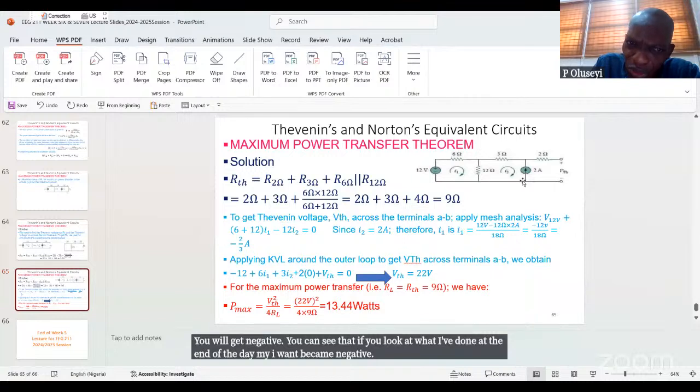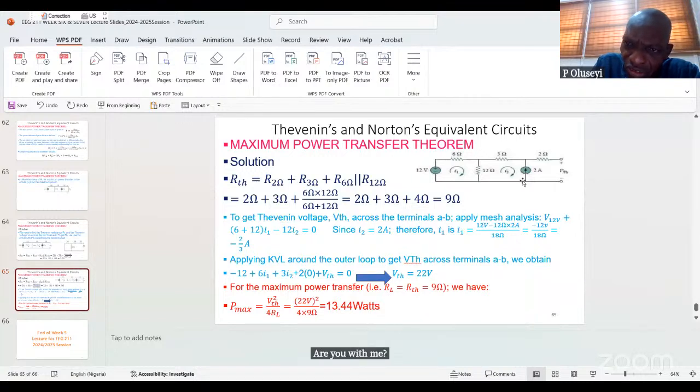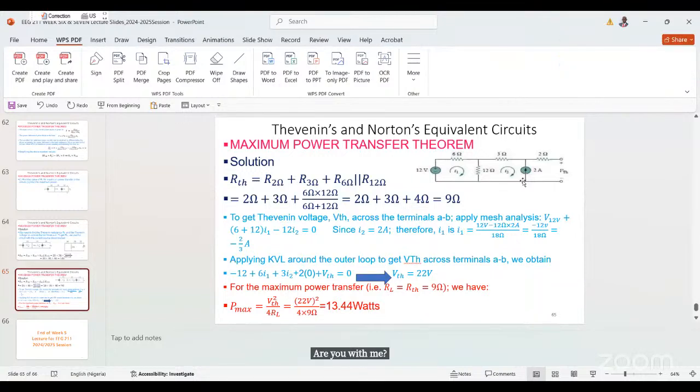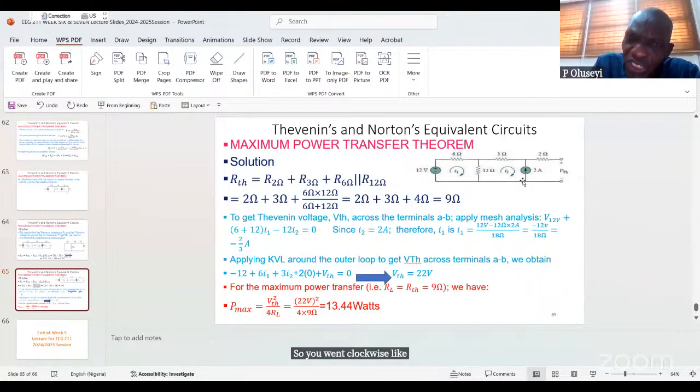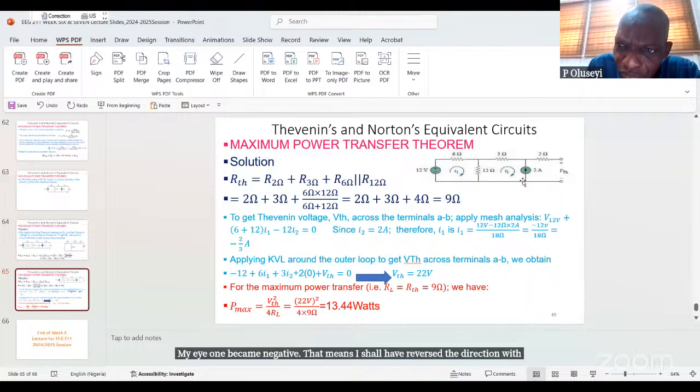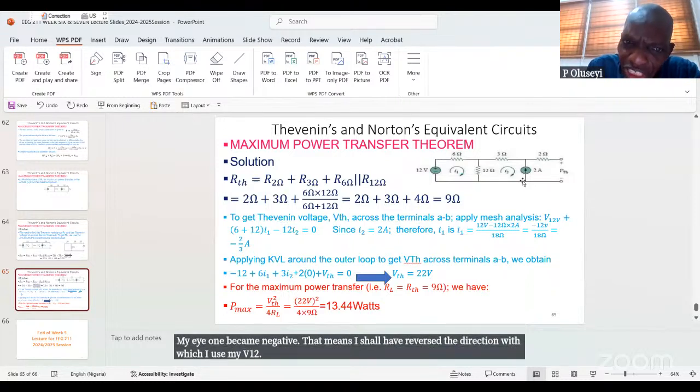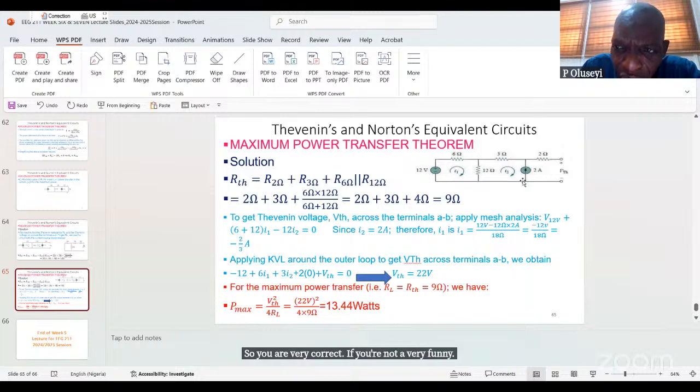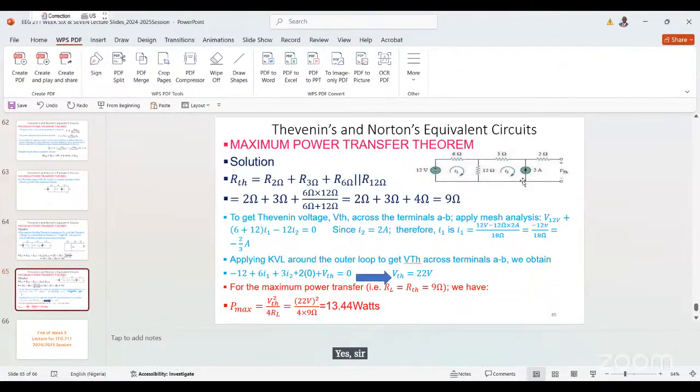Inyang, are you with me? Sir, you went clockwise. My I1 became negative. That means I should have reversed the direction with which I used my V12. So you are very correct. It will not affect the value. Do you get what I'm saying now? Yes, sir. Or am I not getting you right?